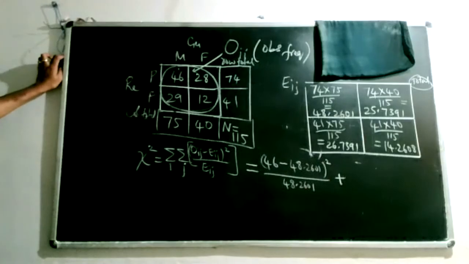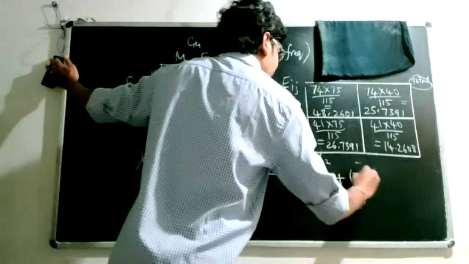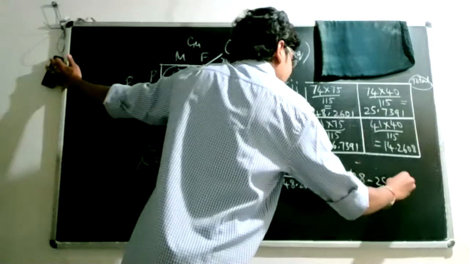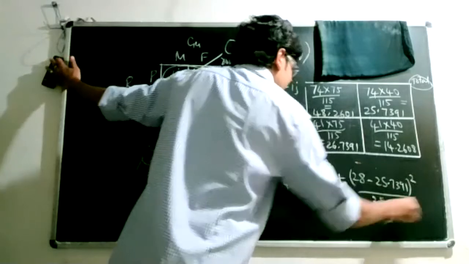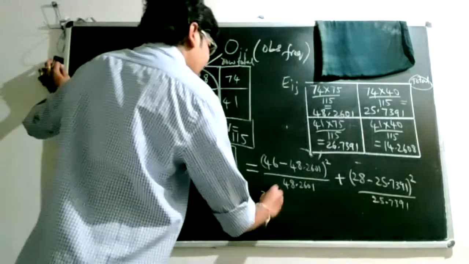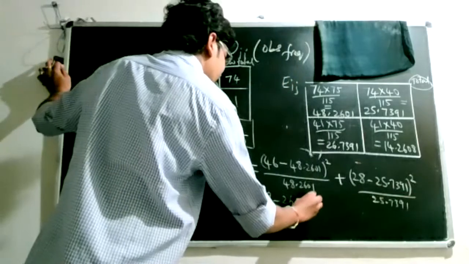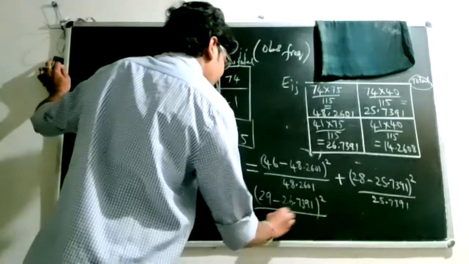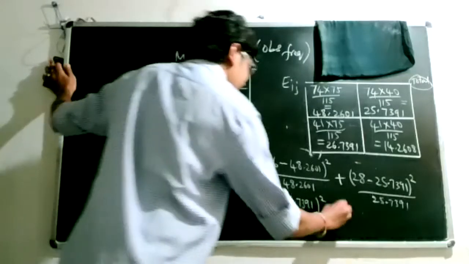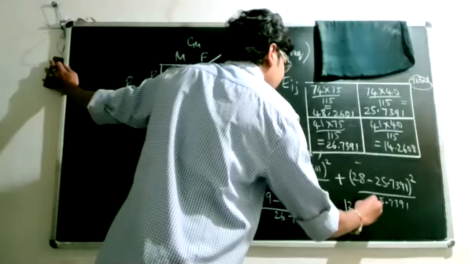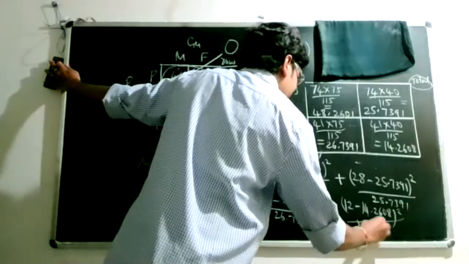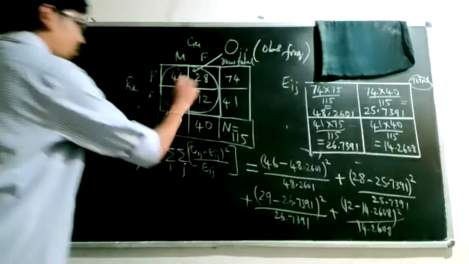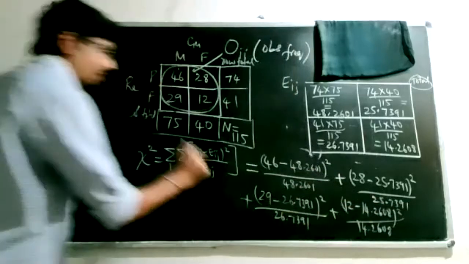Now just repeat this for all your OIJ and EIJ. Second OIJ is 28, so I'll have 28 minus its EIJ, 25.7391, whole square by 25.7391. Then plus 29 minus 26.7391 whole square divided by 26.7391, plus 12 minus 14.2608 whole square divided by 14.2608. So I had 4 OIJs, so I'll have 4 terms in the expansion.